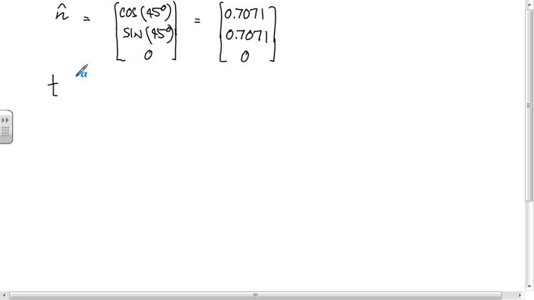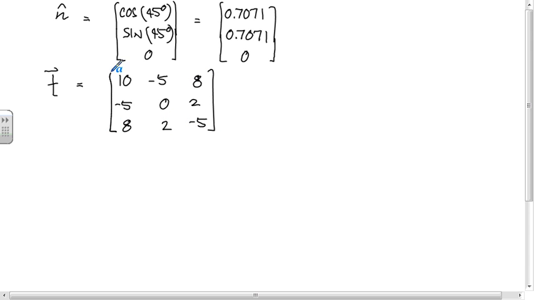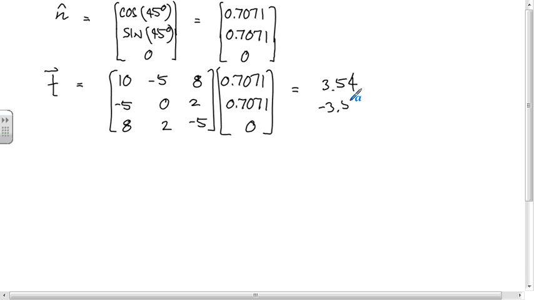Okay, so the traction on that face then is the stress tensor times that unit normal, and if you do that calculation, you get 3.54, negative 3.54, 7.071.